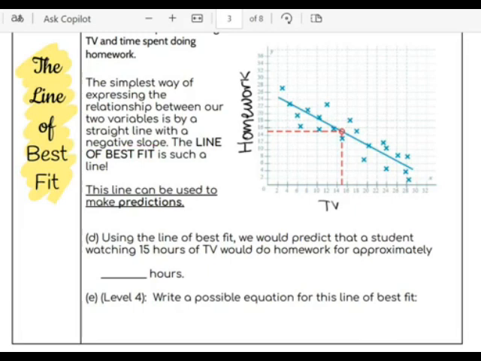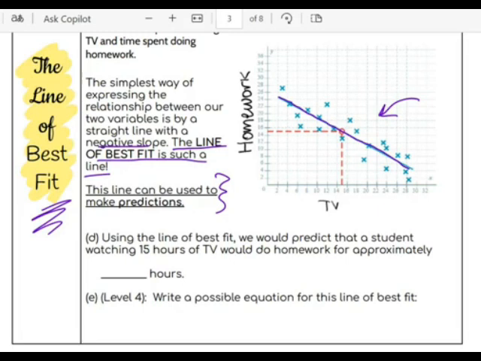Lastly, we're going to talk about the line of best fit. This is the line that best represents our data. In this case, it's a negative slope. So we're drawing a line that tries to average out the data points. And that's what we call the line of best fit. The reason we like to do this is so that we can try to make predictions for perhaps where there's gaps in the data. We can use this line to make predictions.